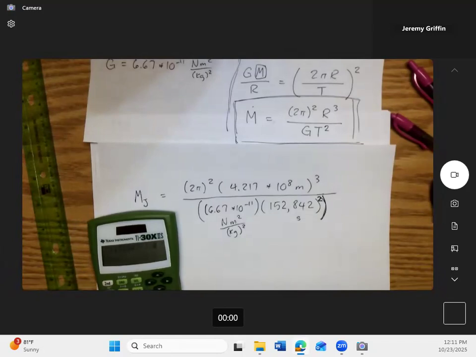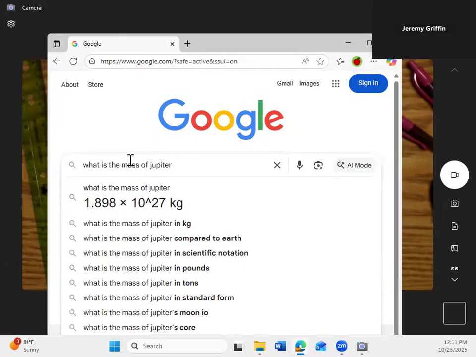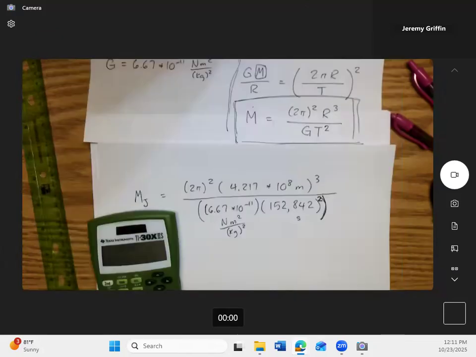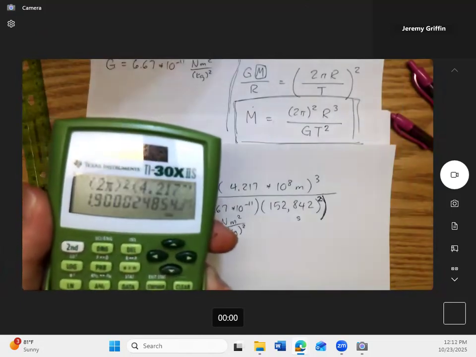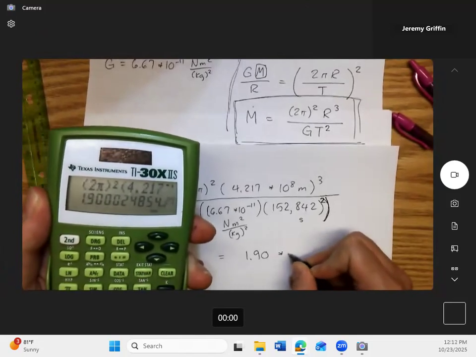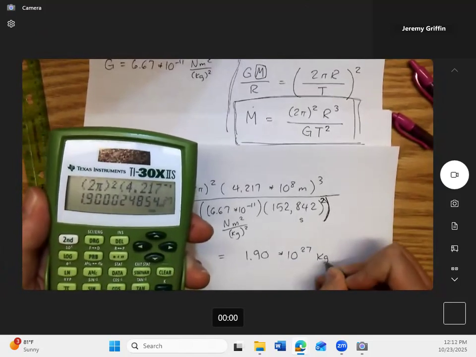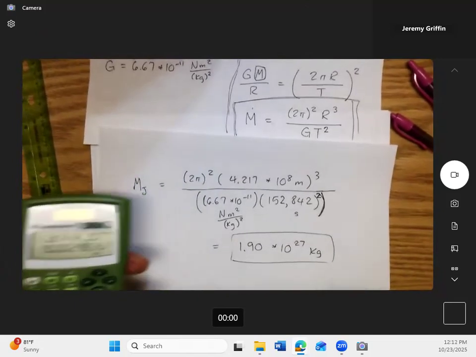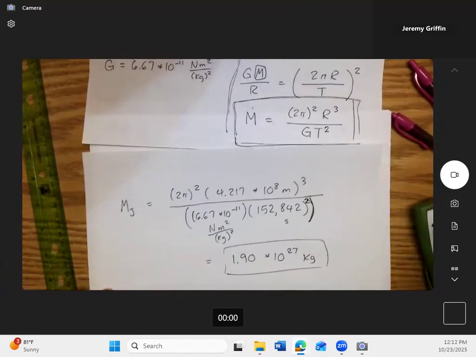We're going to find out. Come on, give me Google. What is the mass of Jupiter? Okay, oh, it gave it to me in kilograms. Of course it did. Guys, do you see 1.9 times 10 to the 27? We're going to find out. Oh yeah, 1.9 times 10 to the 27. That's kilograms. Oh yeah, we are winning. Bing. All right, guys, good?